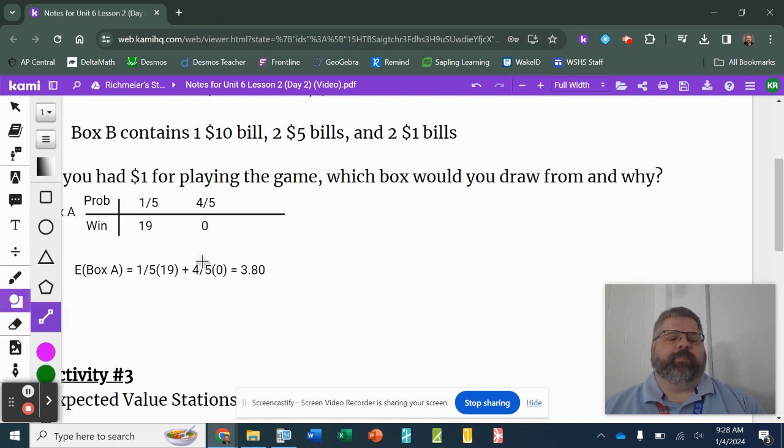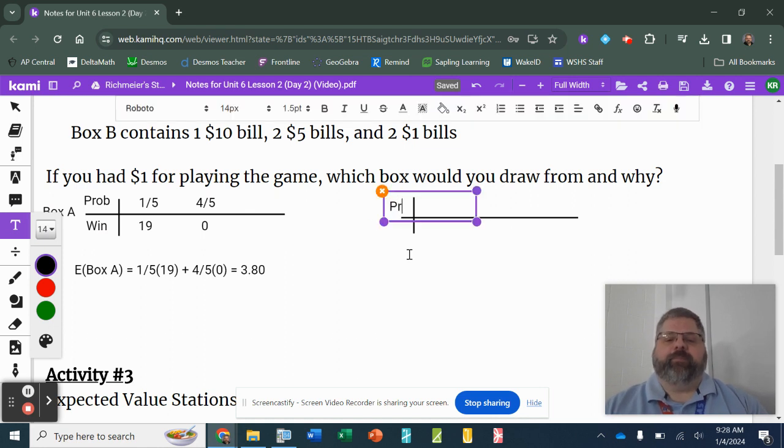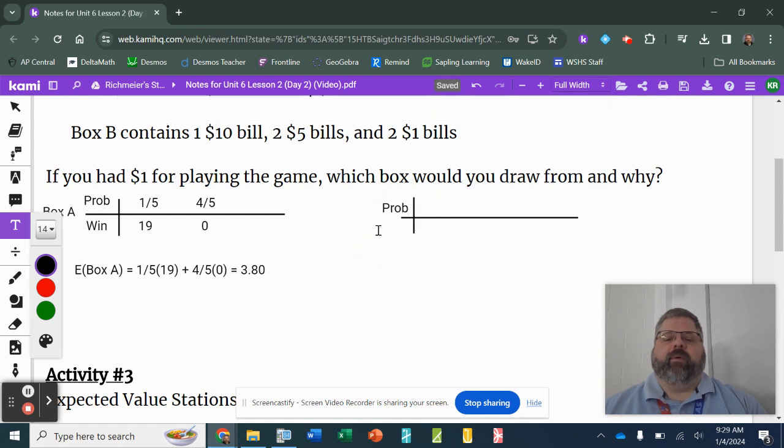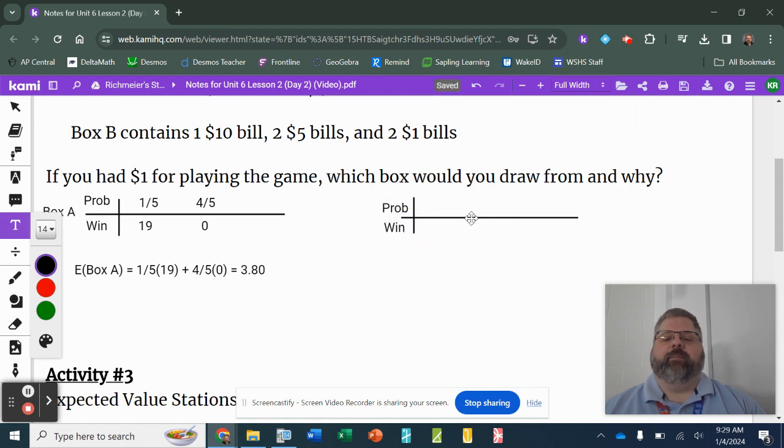Not bad. But let's examine box B and the expected value for box B. There are a few more options in box B. So again, we're going to look at the probability of the different outcomes, and I'm going to look at how much I stand to win. Now remember, we're paying $1 to play this.